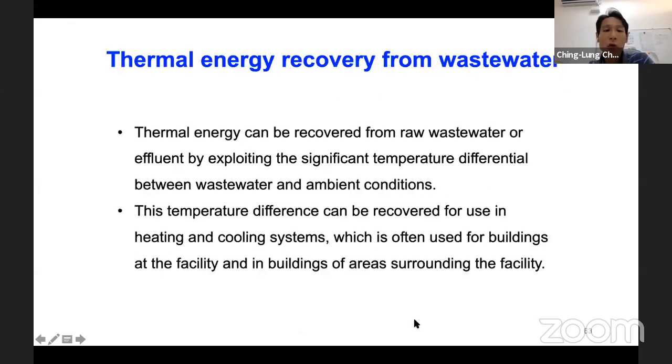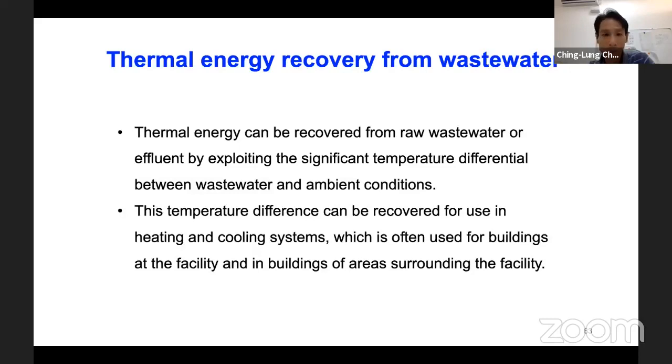And this is the thermal energy recovered from the wastewater. The thermal energy can be recovered from the raw wastewater or effluent by exploiting the significant temperature differential between the wastewater and the ambient condition. And these temperature differences can be recovered for use in heating and cooling systems, which is often used for the buildings at the facility and the buildings in the area around the facility.